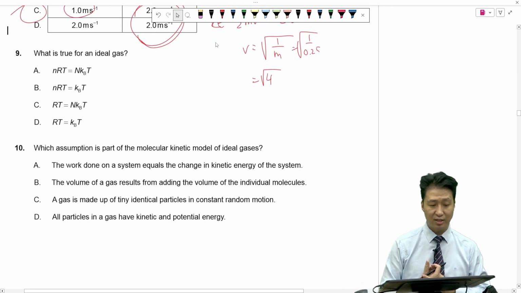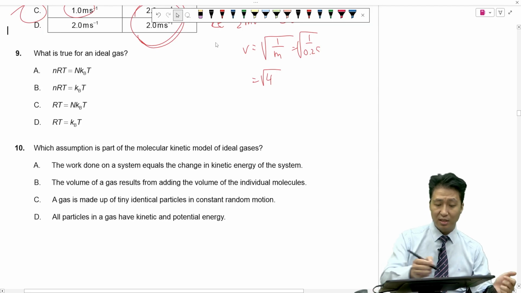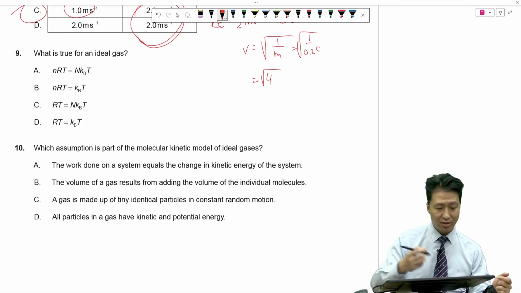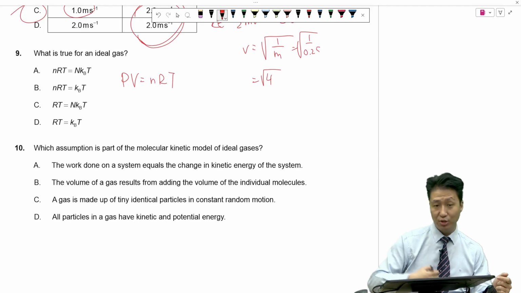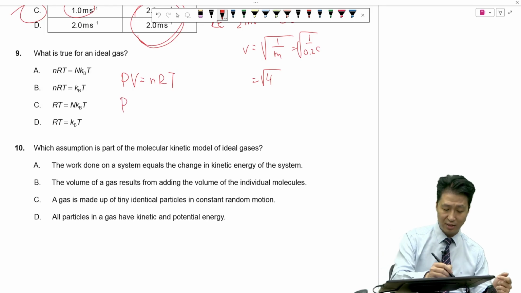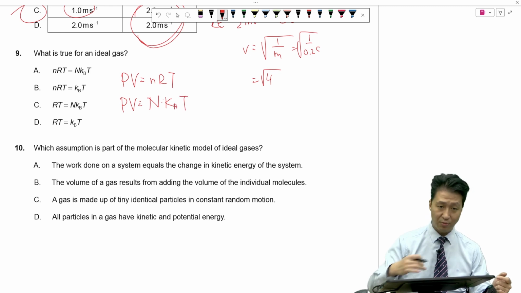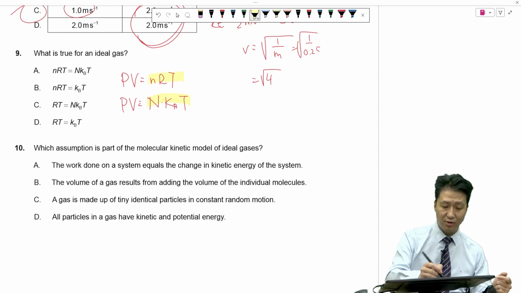For question number 9, it asks, what is true for an ideal gas? And the most easily remembered equation from chapter 3 about gases is PV equals nRT. The second equation, which you should also know, although it's not in the physics booklet, is PV equals capital N, which is number of molecules, as opposed to lowercase n, which is number of moles, multiplied by the Boltzmann constant, K sub B, and the temperature. So PV equals nRT, or PV equals NKBT. And if you know these two equations, these two parts are the same, so you should know that the answer should be A as well.